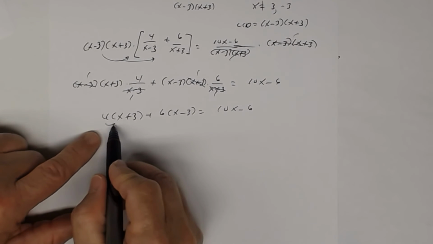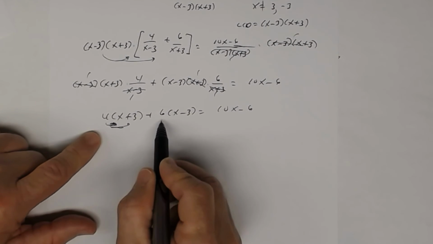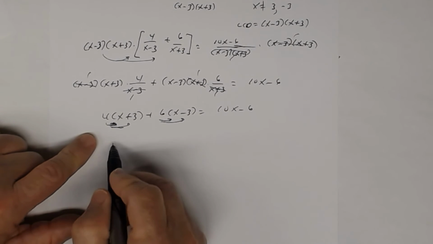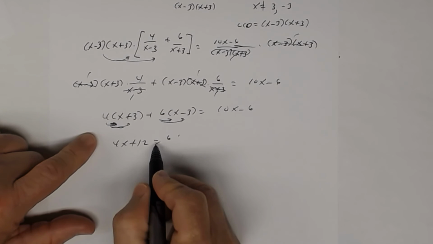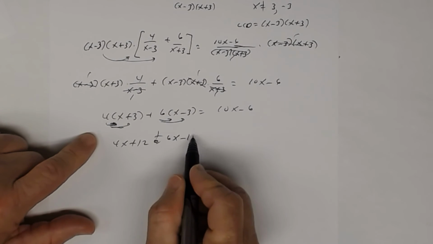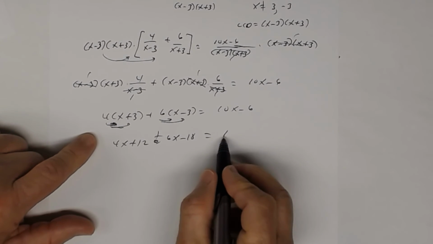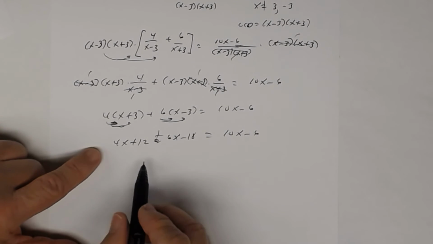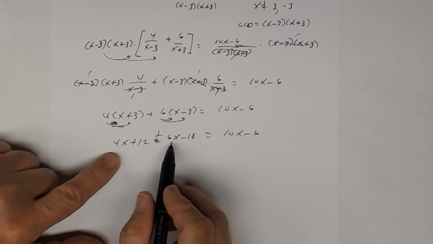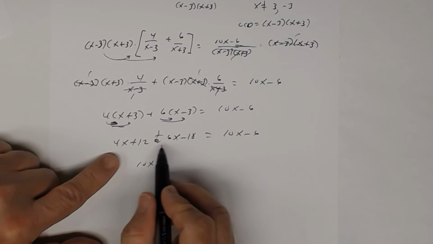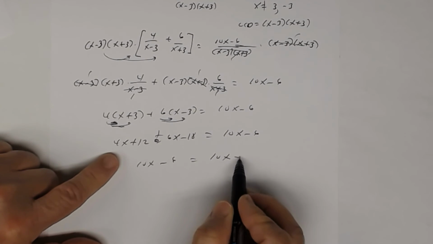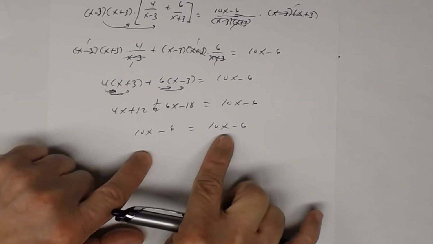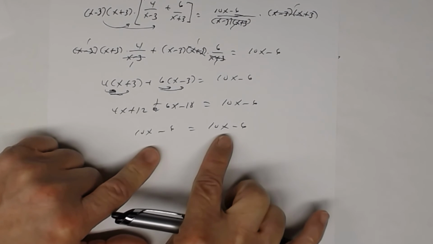Now, when I distribute here, I get 4x plus 12, plus 6x minus 18, right? Equal 10x minus 6. 4x and 6x, combining like terms, that's 10x. 12 and a negative 18 is a negative 6. Equal 10x minus 6. Now I want you to notice something. These two sides are identical, aren't they?